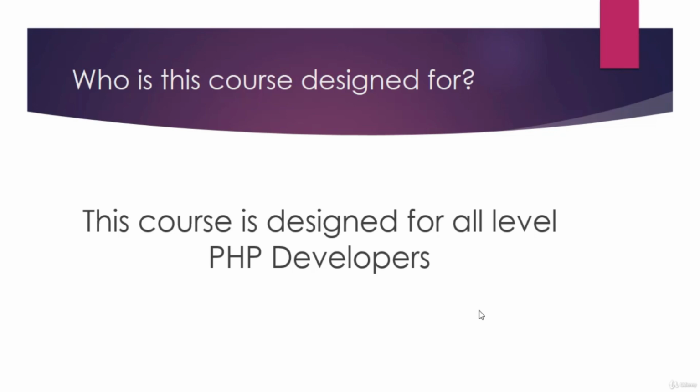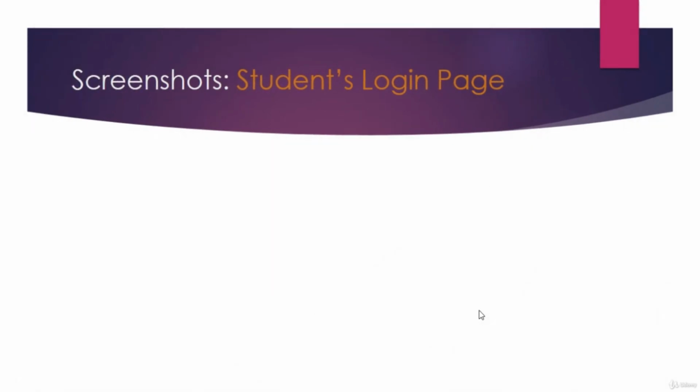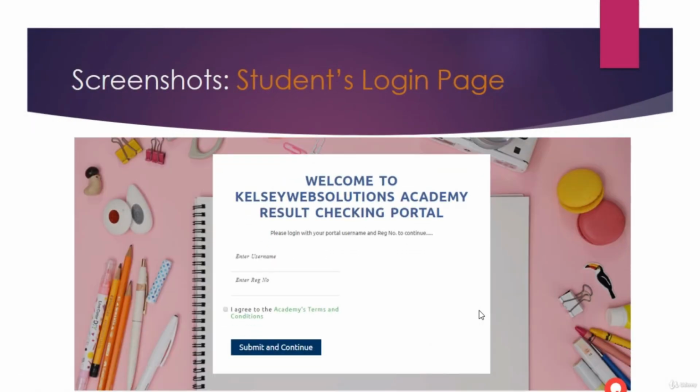So now I'm going to be showing you some screenshots for the different sections of the application. The first I'm going to show you is the student login page. This is how the student login page is going to look. The students are going to be logging into the system with their username and their password, and their registration number in this case. Then they accept the academic terms and conditions, and of course click the button that says submit and continue.